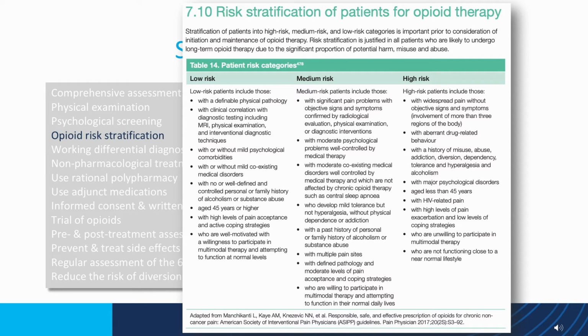Medium risk. And then the high risk, again use specialist services: widespread pain, high levels of alcohol misuse, other substance misuse, major psychological problems. The younger person, less than 45. So 45 years may be a cutoff for you in terms of opioid prescribing. And they're not functioning and they're not coping. You're going to be considerate about prescribing opioids in these patients.